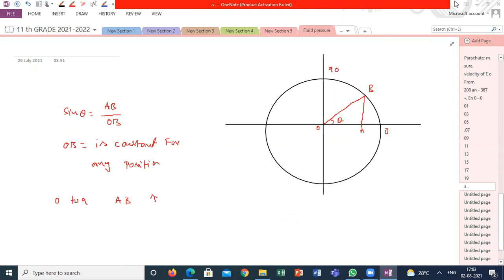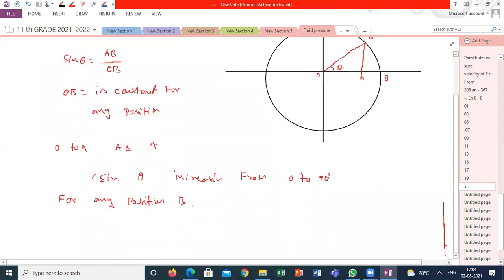So if AB is increasing, what is the meaning of that? Is sin theta increasing from 0 to 90 or decreasing from 0 to 90? Sin theta is increasing from 0 to 90. And if you observe, for any position of B, the value of the denominator OB is never 0.